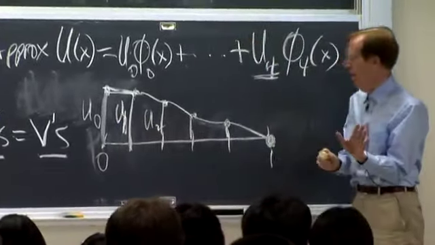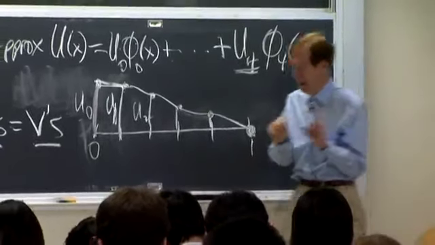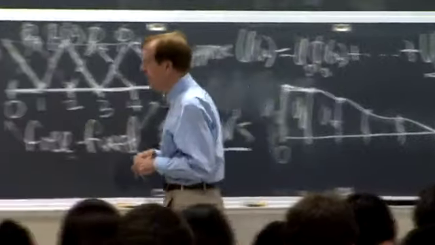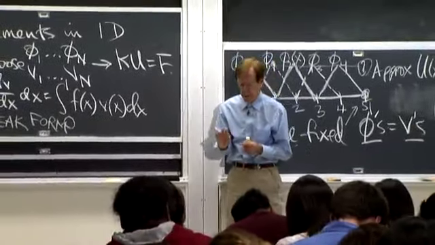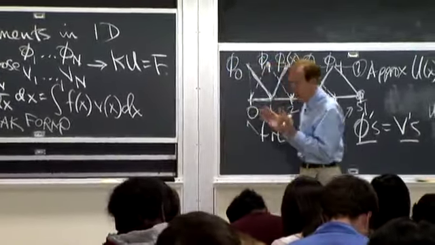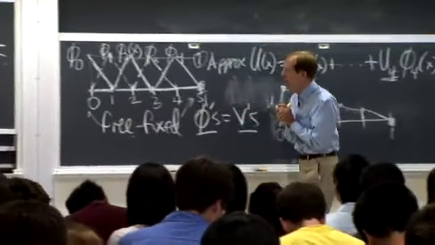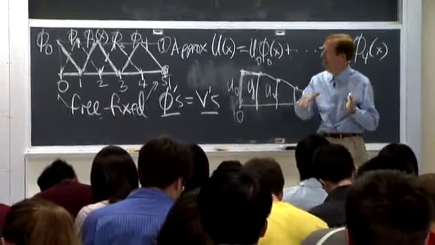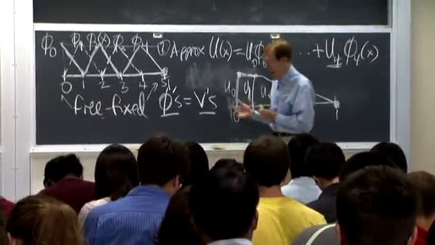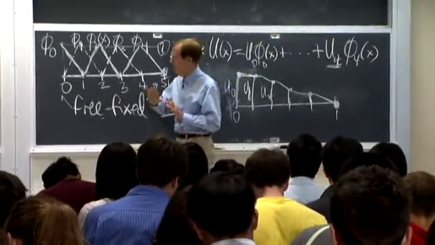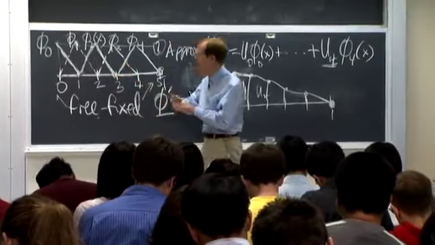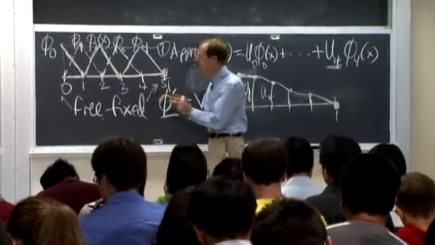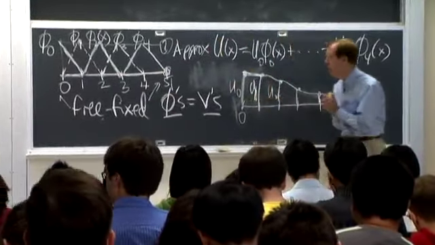So what I'm saying, and we'll see it happen, is that this Ku equals f equation that we finally get to is going to look very like a finite difference equation. But it's coming from this different direction, and this way allows many more possibilities, gets things more naturally right.